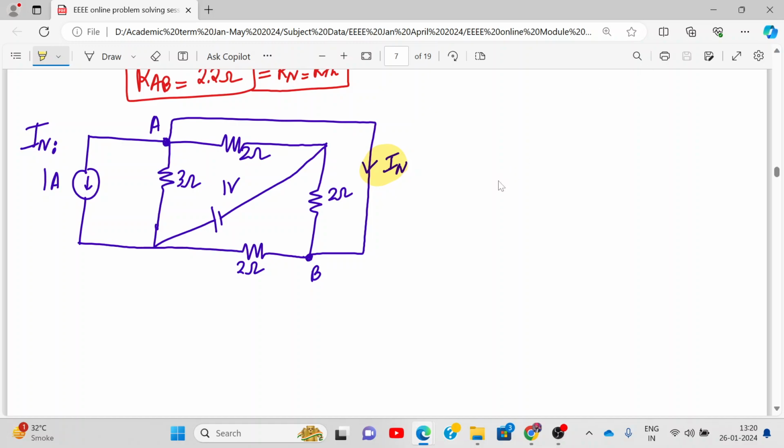Any ideas? So there are actually how many loops? 1, 2, 3. There is a fourth loop also. So can we convert this 1 ampere 3 ohm by source transformation? Yes or no? This is a voltage source with a series resistance. Yes, can we do that? Yes.